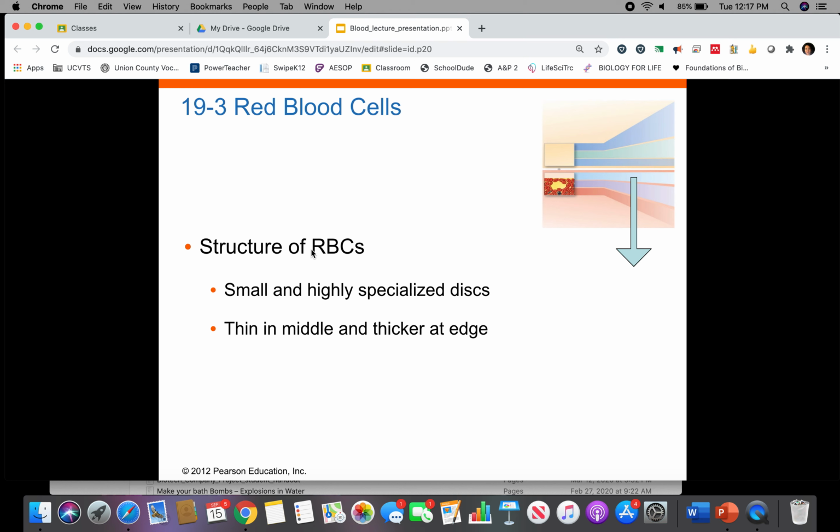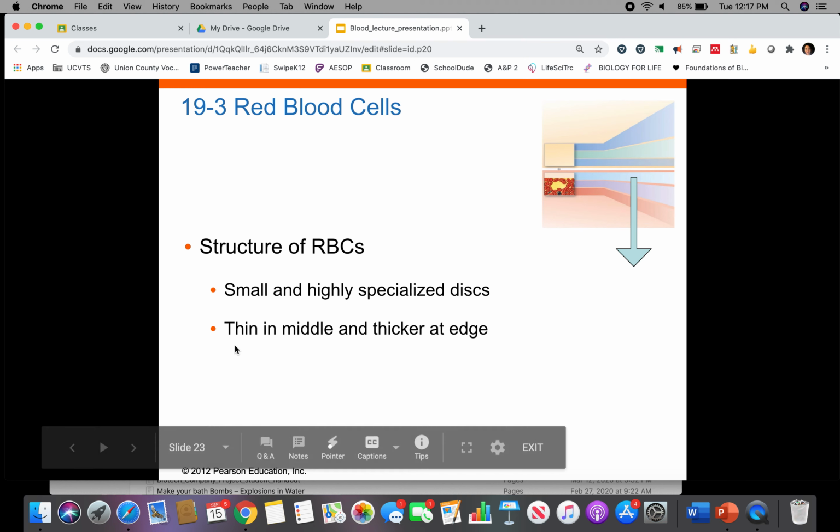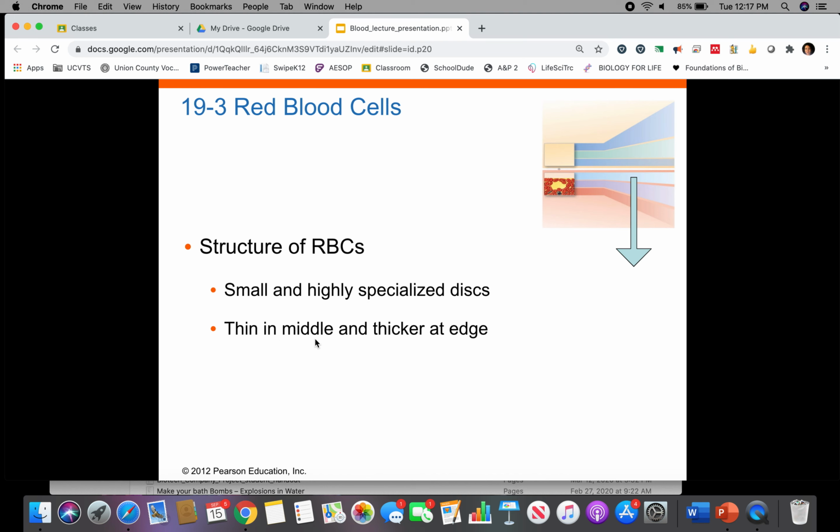Now let's talk about the structure of RBC, and notice that we are looking at the graphic organizer and I'm talking about the RBCs. So if you're taking notes, you can take notes accordingly. Structure of RBCs: they are small and highly specialized discs. They're thin in the middle and thicker at the edge.